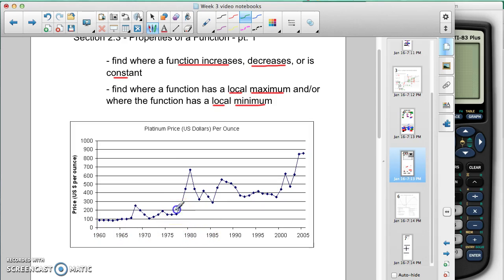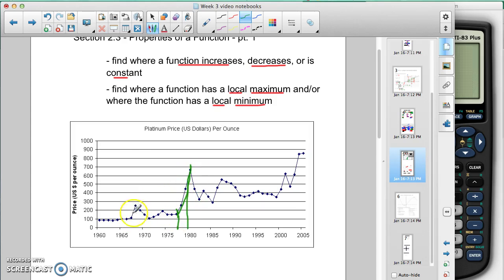So we could look at this. This looks pretty steep from this point to this point, so this is an increasing part of the graph. Our interval is going to be somewhere between about 1978 to this point here, which looks close to 1980. So 1978 to 1980 we have this increasing amount.